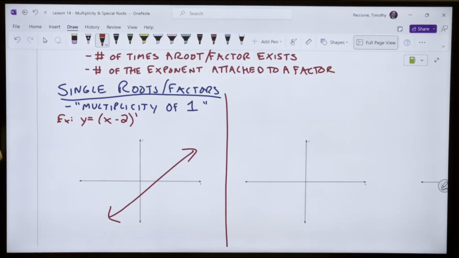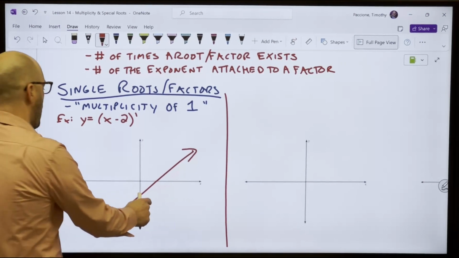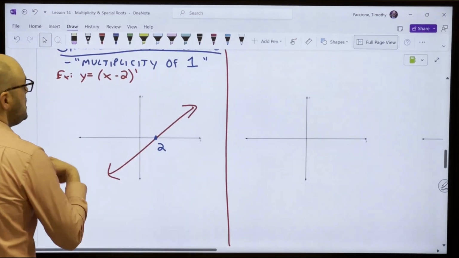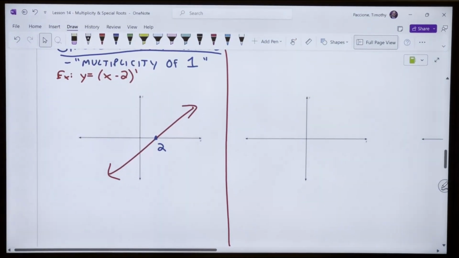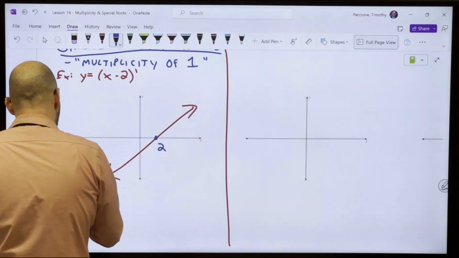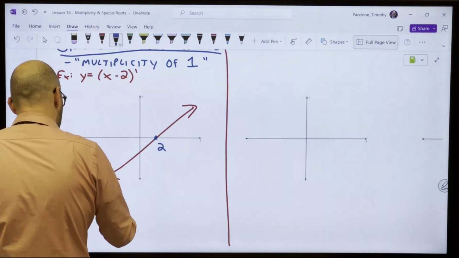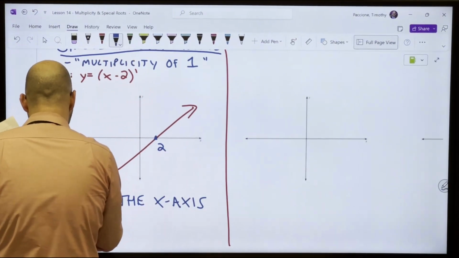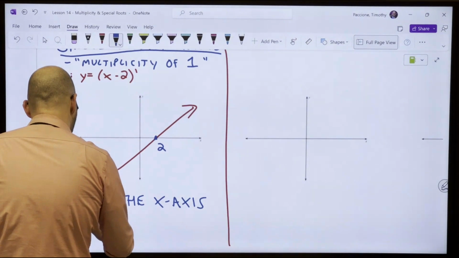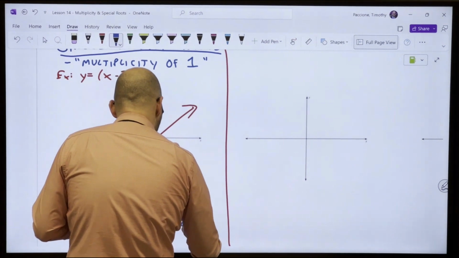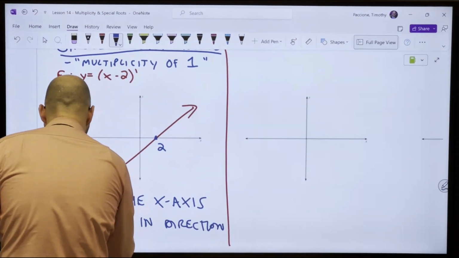Okay? Now, this is an example of a single root, right? We just have the one root at 2. And this behaves at the x-axis the same way every time you have that one root, that one singular multiplicity, okay? And we talked about it already. This just crosses the x-axis, and there is no change in direction or concavity.